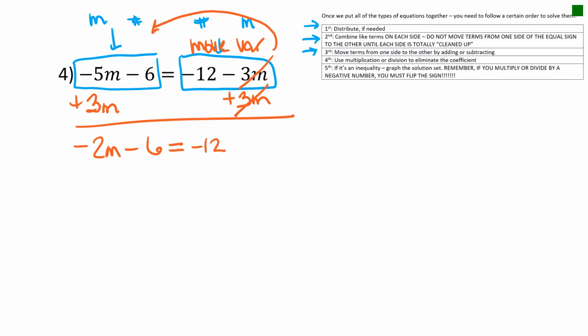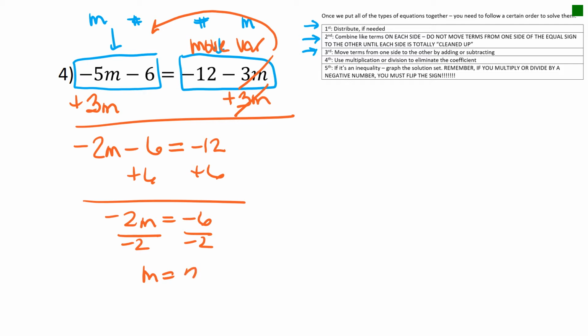Those two canceled. Now I'm down to a regular old two-step equation. I'm going to add 6 to both sides. So I get negative 2m is equal to negative 6. I'm going to divide by negative 2. M is equal to 3.